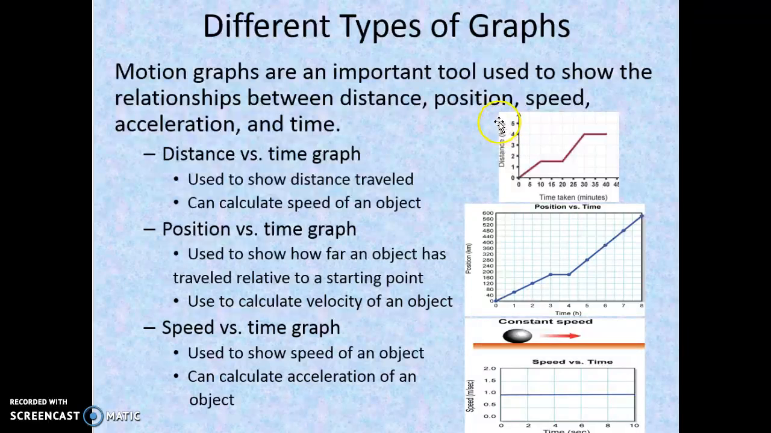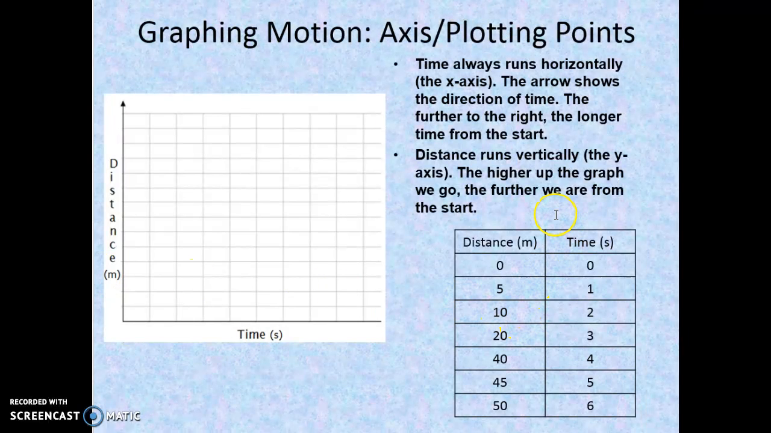You can see that you have your two variables, so time and then distance. We use this graph to show the distance traveled over a particular amount of time, and since we're looking at those two variables, distance and time, we're able to calculate the speed of an object at any given moment during its motion.